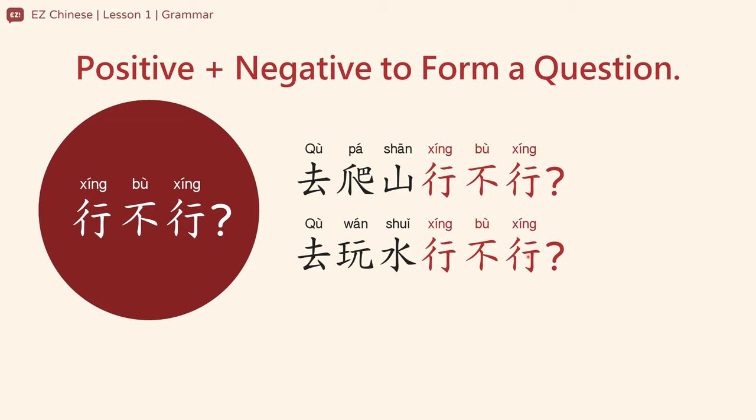Denying permission. Use a positive plus negative to form a question. For example, 去, to go, 爬山, climb a mountain, 行不行, allowed or not. 去爬山行不行, is it okay to go mountain climbing? 去, to go, 玩水, play in the water. 行不行, allowed or not? 去玩水行不行? Is it okay to go play in the water? 不行 is an emphatic way to say no.